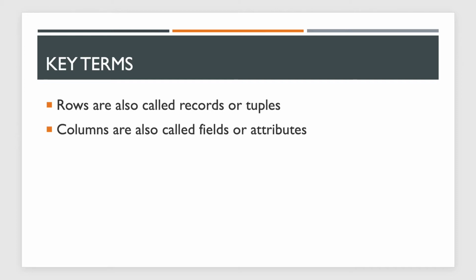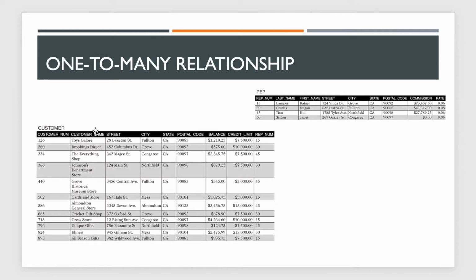Rows can also be called records or tuples. Tuples, whatever. You get it. And then columns are also called fields or attributes. So we could say that customer name is a field or an attribute. We could say that this row is a record or a tuple. We could say that our customer table is an entity or a relation. I know, lots of words here, but it'll make sense.